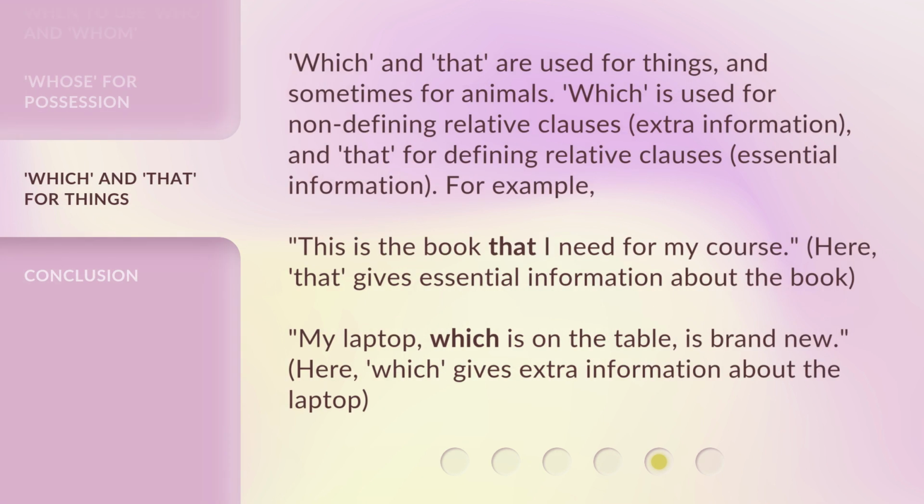Which and that are used for things, and sometimes for animals. Which is used for non-defining relative clauses, extra information, and that for defining relative clauses, essential information. For example, this is the book that I need for my course. Here, that gives essential information about the book. My laptop, which is on the table, is brand new. Here, which gives extra information about the laptop.